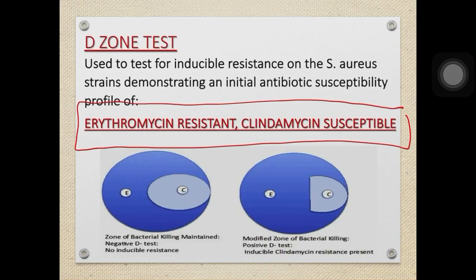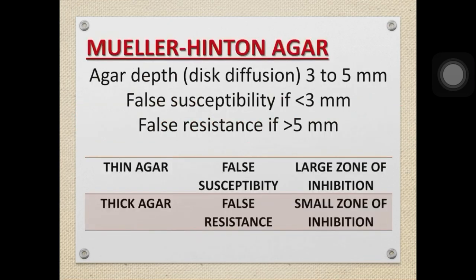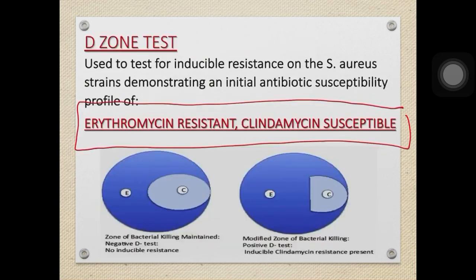Totoo po, magkaiba po silang antibiotic. Pero, although magkaibang antibiotic, in-expect na same ang result ng erythromycin at saka clindamycin. So, kapag resistant po to erythromycin, dapat resistant din po to clindamycin. Kailan po tayo nagpo-perform ng D-zone test? Kapag yung organism ay resistant to erythromycin but sensitive to clindamycin. Papaano po ito? So, sa Mueller-Hinton agar, mag-streak ng organism at mag-add ng dalawang antibiotics, erythromycin and clindamycin.